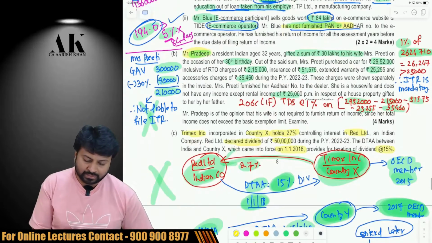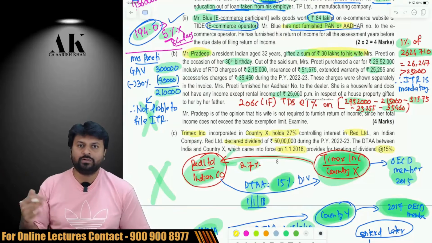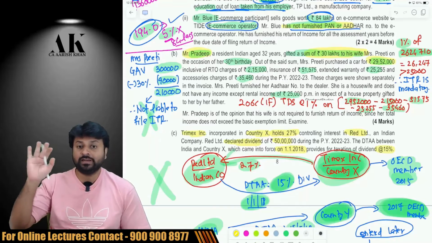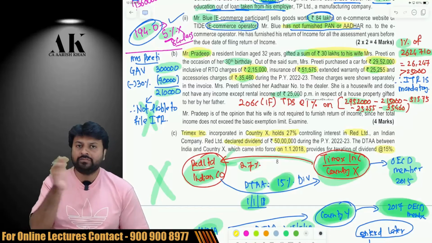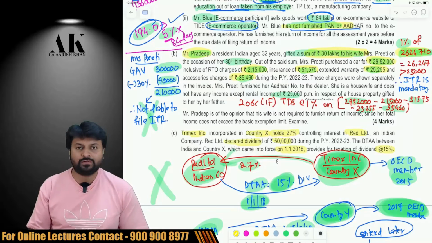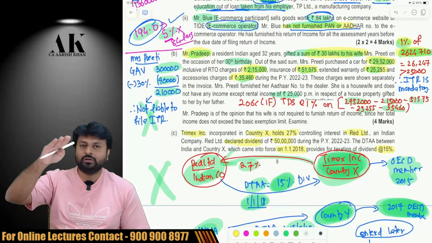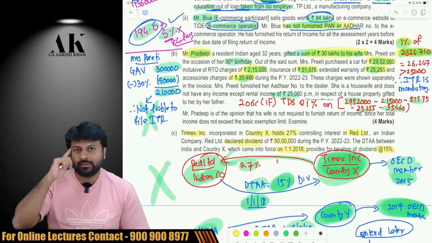Now, the next question is a beautiful question. There is one husband, Mr. Pradeep, who has gifted 30 lakh rupees to his wife on her 30th birthday. Now, what has the wife done? The wife has bought a car of 29,52,000 rupees, which is the final price. But out of this 29,52,000 rupees, 2,15,000 is RTO, 51,000 is insurance, extended warranty 25,000, accessory charges 35,000. Now, if I remove all these things, I will get 26,24,000 as the ex-showroom price. This is the price on which TCS is collected by the dealer. So now, when the wife went to buy this particular car, 1% TCS on 26 lakh would have been collected by the dealer. Okay, keep this point in mind.